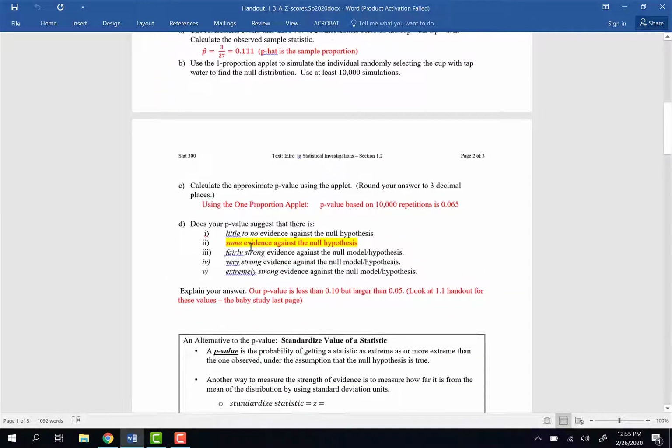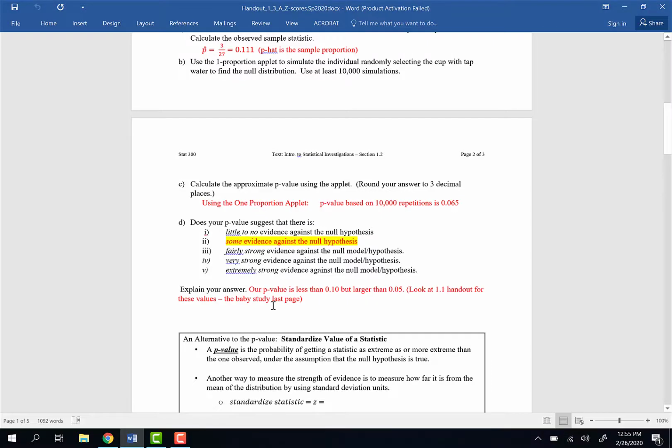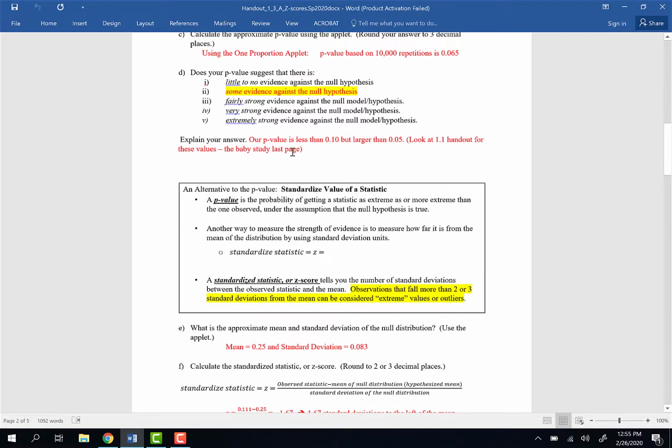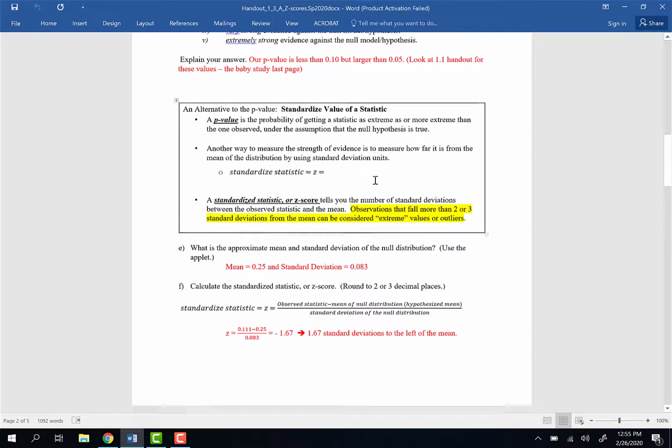What was our p-value? 0.065. But notice that is still very close. And so that gives us some evidence against the null hypothesis. You can go back to section 1.1, where I gave you all the guidelines for p-value evaluation.